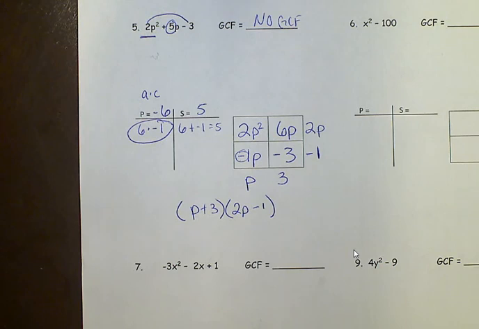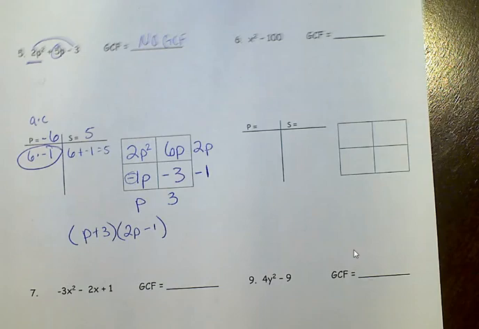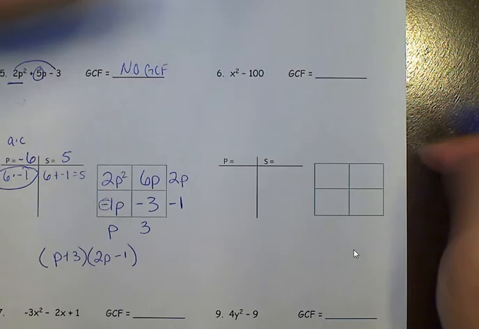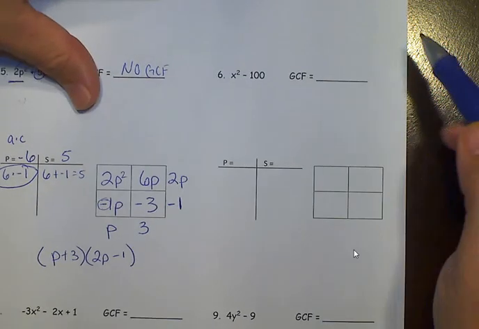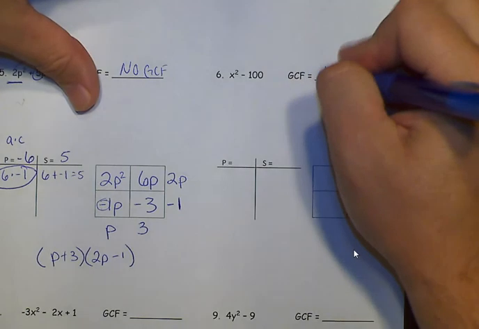Alright, we're going to keep going. So 6, never mind, sorry. So no GCF here. Again, no GCF.